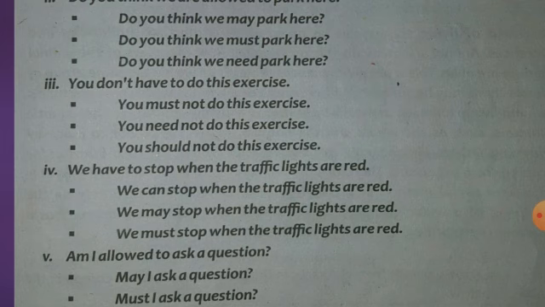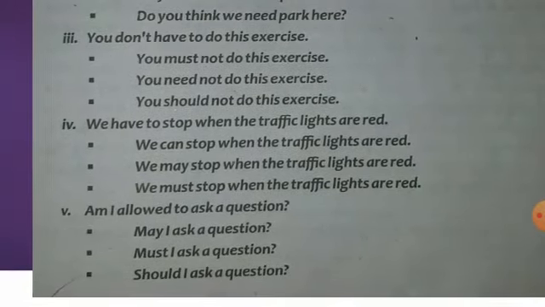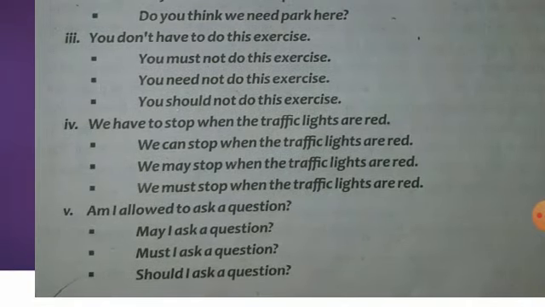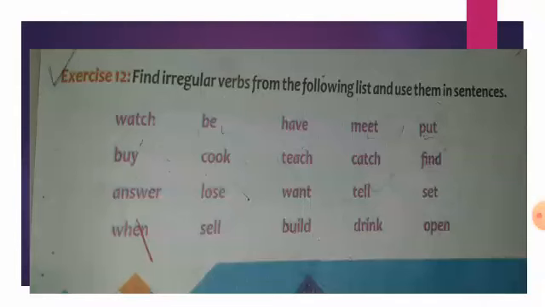There is no uncertainty in that. We have to stop when the traffic lights are red, we must stop. So there is also emphasis here, so we will use must. We must stop when the traffic lights are red. Am I allowed to ask a question? Now again, number 5, a question, a kind of uncertainty. So whenever we have uncertainty, we will use may. So the correct option will be, may I ask a question?